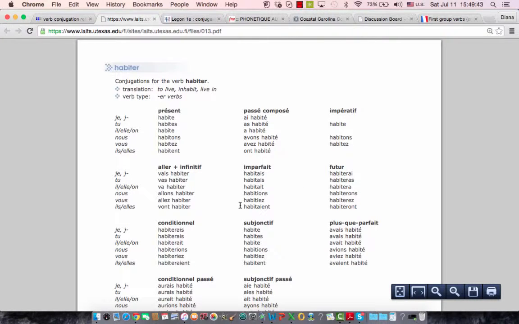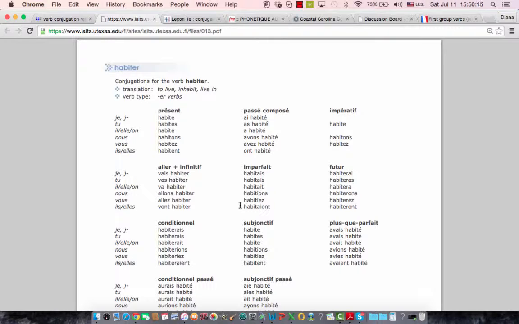Now, before we go into the conjugation or the presentation of the verb habiter, you need to remember that in the French language, the H sound is a bit particular, as it can act both as a consonant and as a vowel. So there are two types of H. We call them in French H muet, mute H, when it acts as a vowel, and H aspiré when it acts as a consonant.